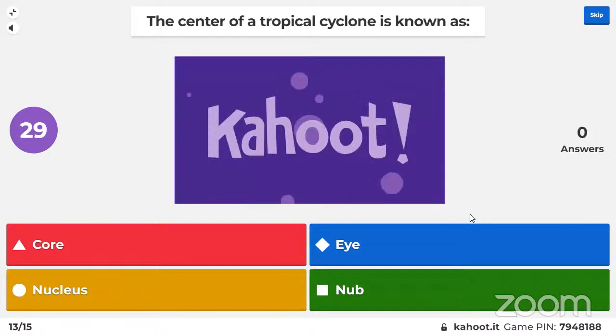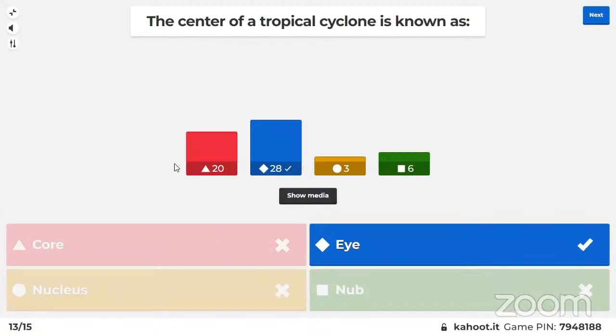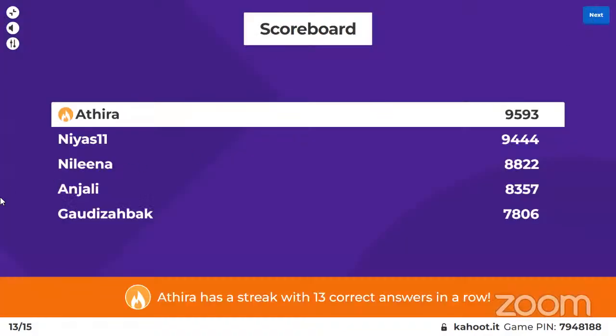Center of a tropical cyclone is known as? All right, so the center of a tropical cyclone is known as the eye of the cyclone. Eye of the cyclone. Scoreboard.